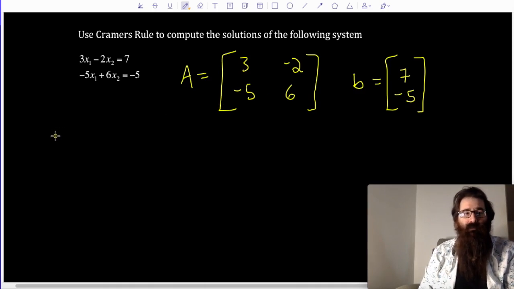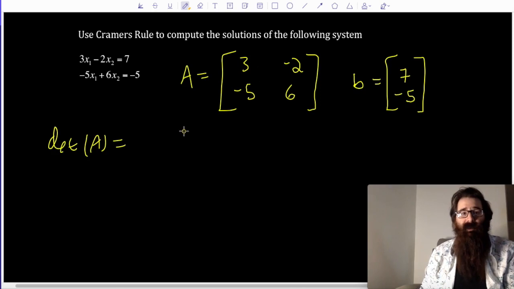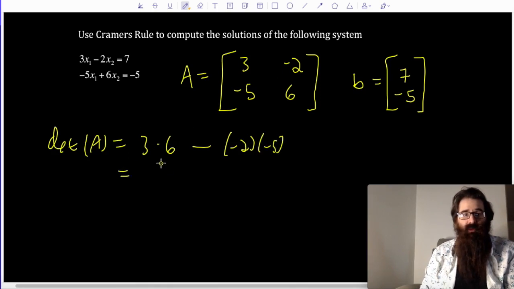Now I can find the determinant of matrix A. Multiply on that main diagonal, 3 times 6, and then subtract the product on the off diagonal. That's negative 2 times negative 5. We can just go right through this. 3 times 6 is 18, minus negative 2 times negative 5 is 10. So that's going to give me 18 minus 10, which is 8 for my determinant.